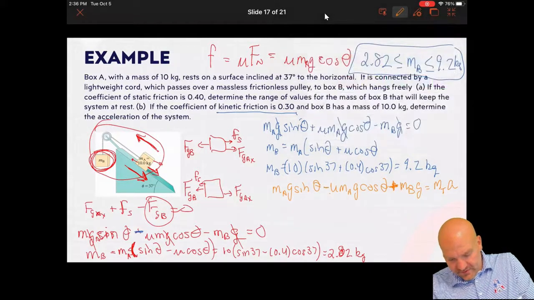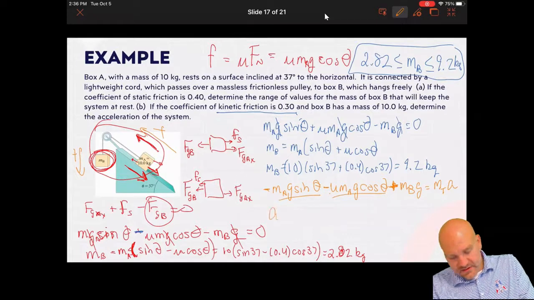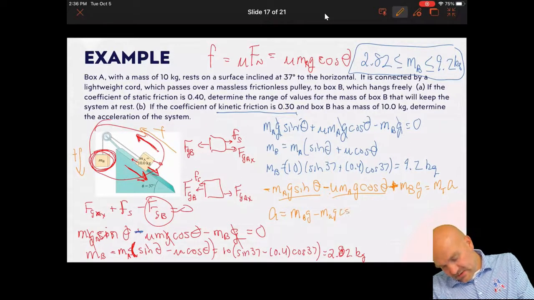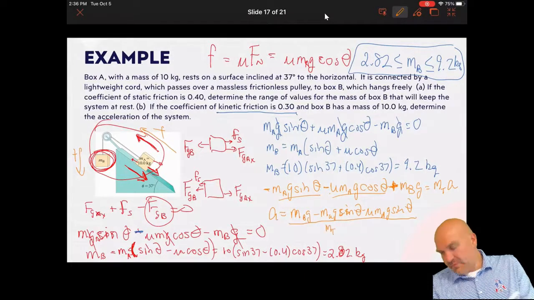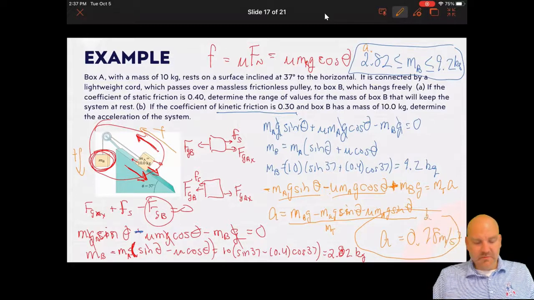So I'm going to go in the direction of the motion. What I'm saying is this is positive, and these two here will go down the incline. So acceleration would be m_B g minus m_A g sine theta minus mu m_A g cosine theta, all over the total mass. So you plug in your numbers, and I'll save you a little time, but your answer will be 0.878 meters per second squared. I know that slide's all over the place, but here's our answer to A. Here's our answer to B.